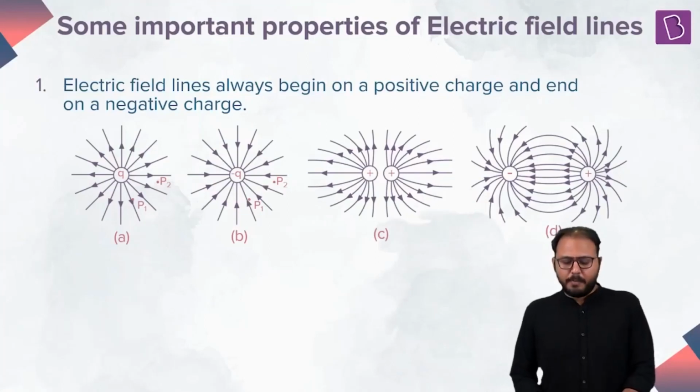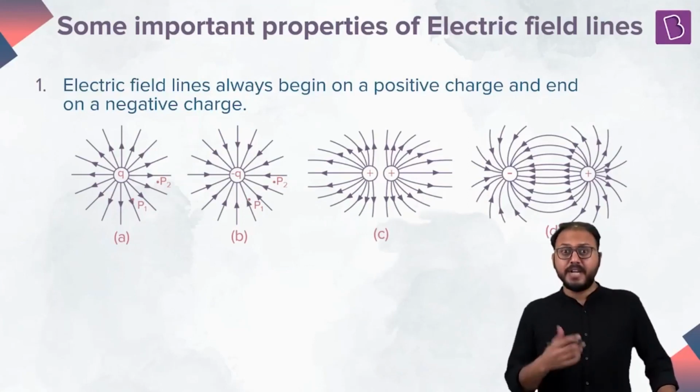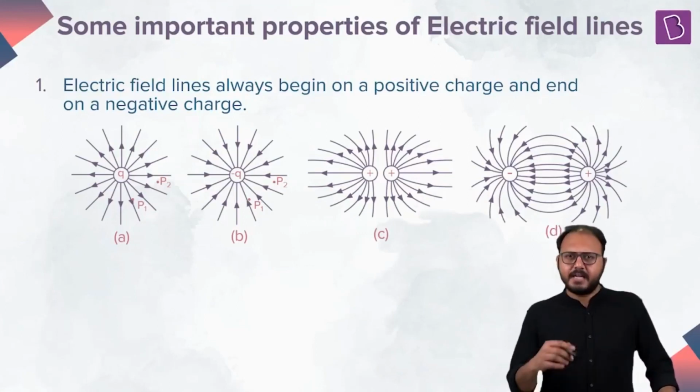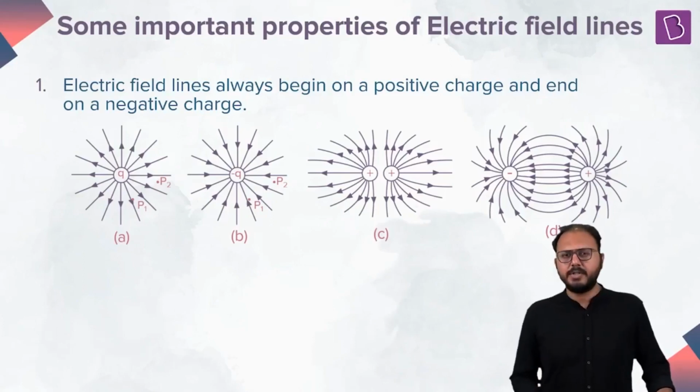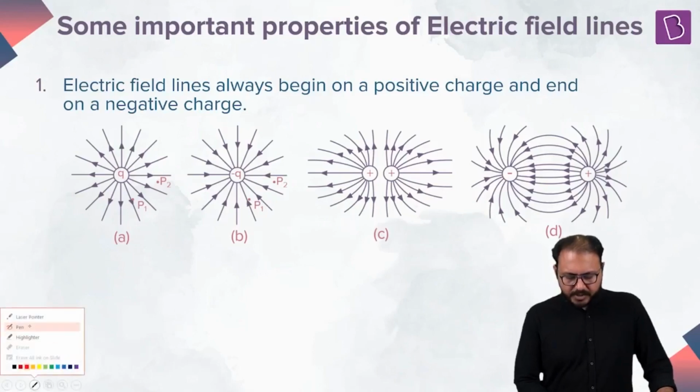Let us go through some important properties of electric field lines. First, electric field lines always originate on a positive charge and terminate on a negative charge. Sounds fancy? All with diagrams and everything? It's pretty obvious actually. We decided that electric field is actually electrostatic force per unit test charge.